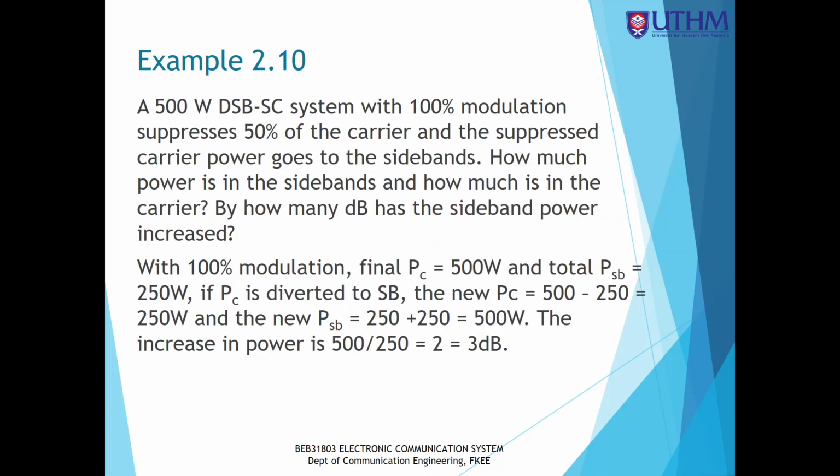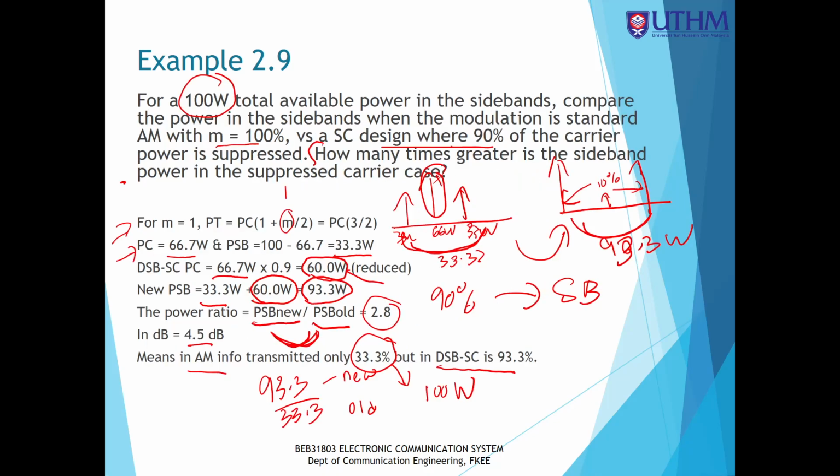That one is a theoretical concept. Example 2.10 is similar with example 2.9. So this is quite confusing. You can read on your own. Personally, this example will make the students confused, so I don't want to go very detailed. I hope you understand the concept that in this slide, when we suppress the carrier, the power goes to the sidebands. That's a theoretical concept.